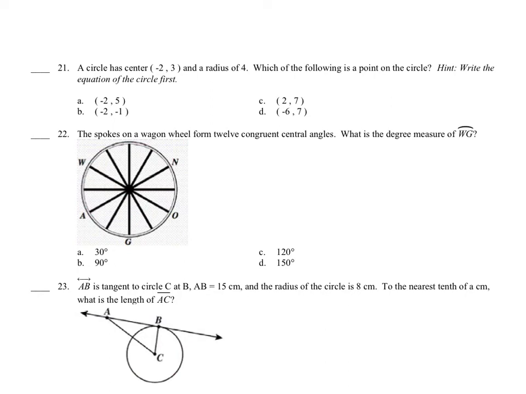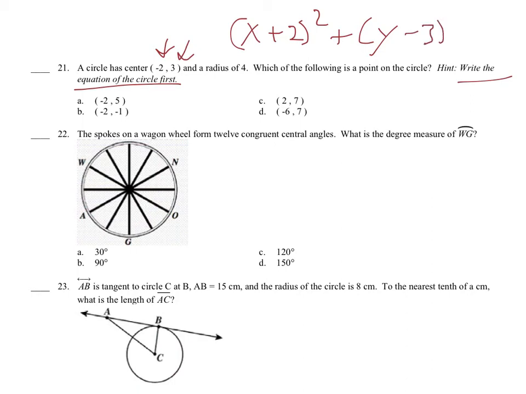Alright, the next problem. We have a circle with a center. It says which point is on the circle. Let me just give you a hint. The hint is write the equation of the circle first, so let's do that. That would be x. We have minus 2, so inside of the parentheses it will be plus 2 squared, plus y. We have positive 3, so we're going to put y minus 3. Then we're going to take the radius 4 and square it, which would mean it's 16.